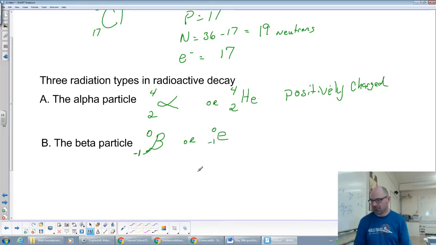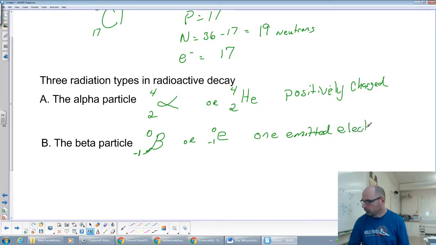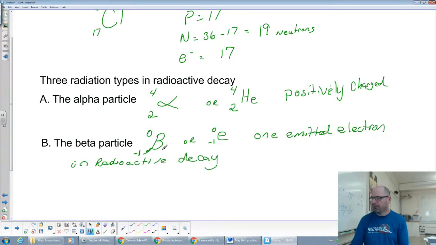Okay, and you've heard the word positron before. Positrons are beta decays that are negatively charged. It's one emitted electron. Okay, it's one emitted electron in radioactive decay. Okay, this is one positively charged helium nucleus. Okay, 2 protons and 2 neutrons.